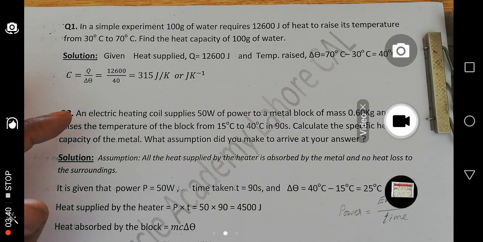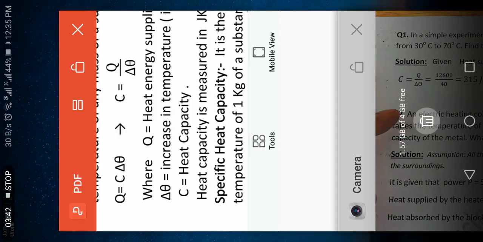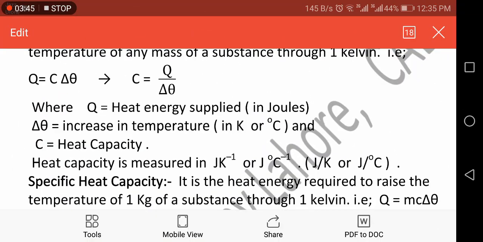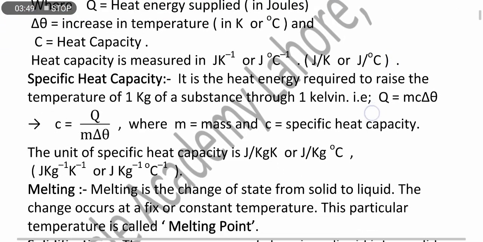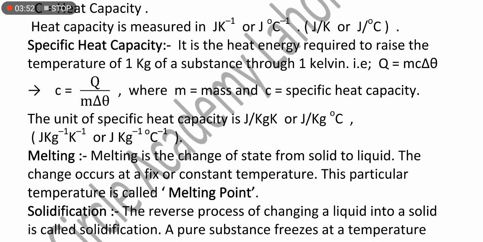Now the next concept which I am going to tell you is the specific heat capacity. Previously we were discussing the heat capacity. Now let us see what specific heat capacity is. If we are using the word specific, it means we are specifying the mass. In the numerical which I have solved just now, you can see that there was 100 grams of water. That 100 grams of water was not used in that numerical, because we were finding out the heat capacity only.